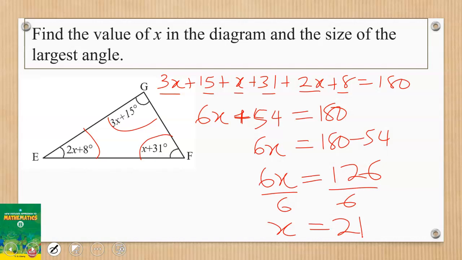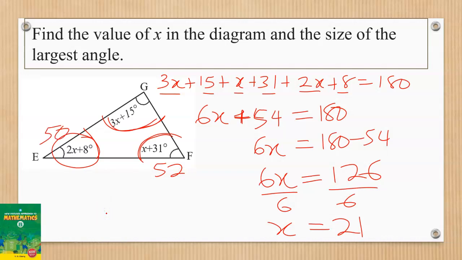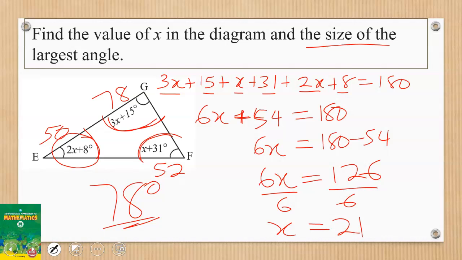And so our x becomes 21. If our x is 21, then the angle over here is 21 times 2 plus 8, which gives us 50. Here it is 21 times 3 plus 15, which gives 78, and here it is 21 plus 31, which gives us 52. So if the question is asking us to find the size of the largest angle, then it is 78 degrees. Good. Let's take another example.